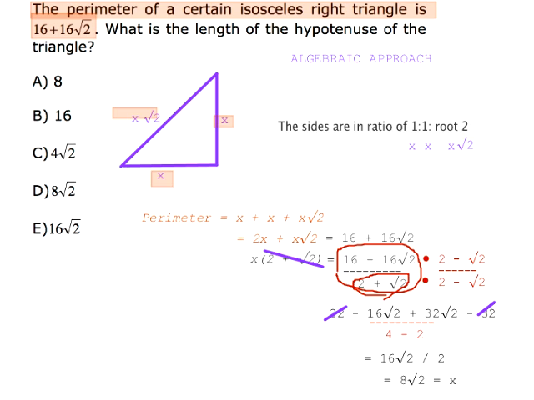That is that weird thing again. Okay, well, it's going to be 8 square root 2. That's going to be x. All right. So that is 2x.